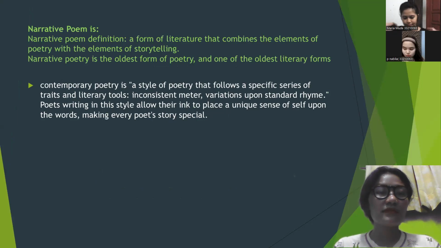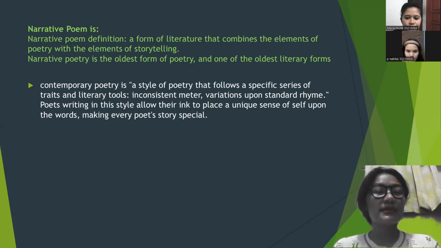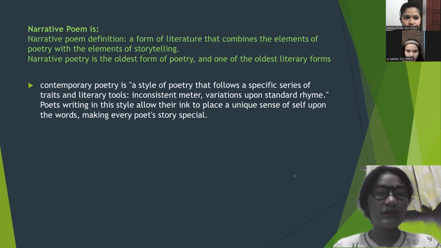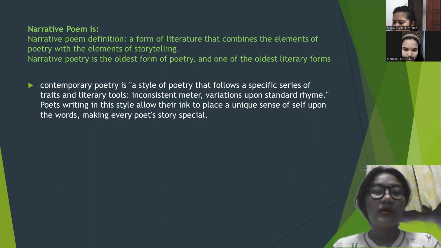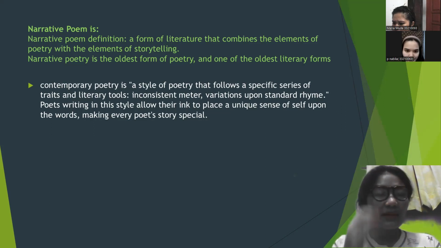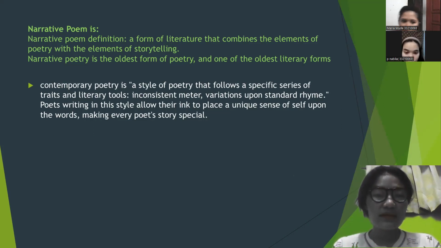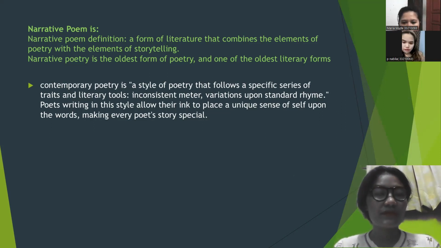Narrative poem definition: a form of literature that combines the elements of poetry with the elements of storytelling. Narrative poetry is the oldest form of poetry and one of the oldest literary forms. Contemporary poetry is a style of poetry that follows a specific series of traits and literary tools: inconsistent meter, variations upon standard rhyme. Poets writing in this style allow their ink to place a unique sense of self upon the words, making every poet's story special.